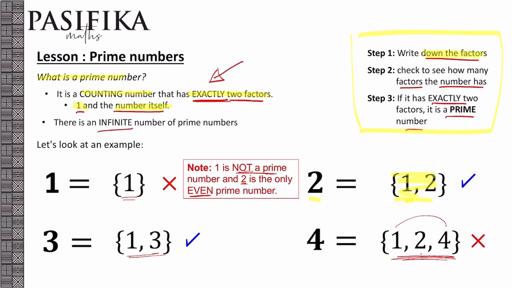Now we know the definition of a prime number. If it's got exactly 2 factors, it is a prime number. So in this case, 2 was a prime number. And when we looked at 4, we found that 4 has 3 factors. Therefore, 4 is not a prime number.